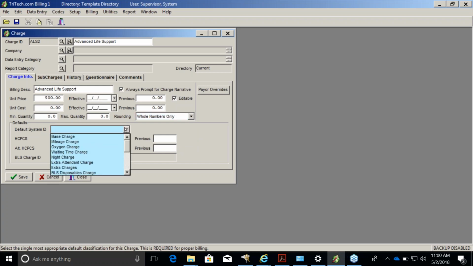And the default system IDs basically let the system know what kind of charge you are entering, whether it is a base, mileage, ancillary, time, extra attendant, those types of things. So you would click the down arrow to choose a default system ID for the specific charge code.